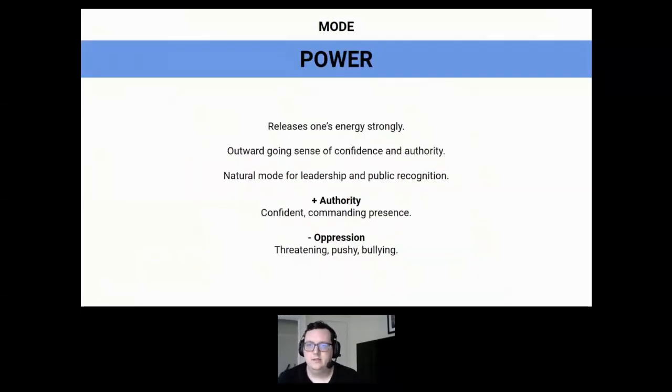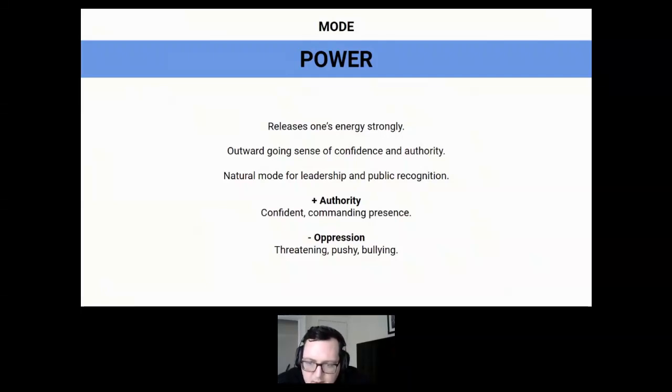The next mode is power mode, which is the cardinal or exalted expression axis mode. And with this one, you release your energy strongly. There's an outgoing sense of confidence and authority. It's a natural mode for leadership and public recognition. So this one stands out a lot. People really notice people who are in power mode. It's kind of like when people have the goal of dominance. It's the same kind of leadership and authority that comes along with it naturally.